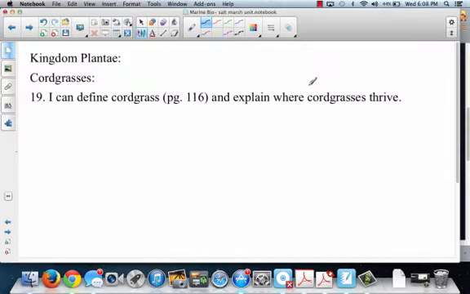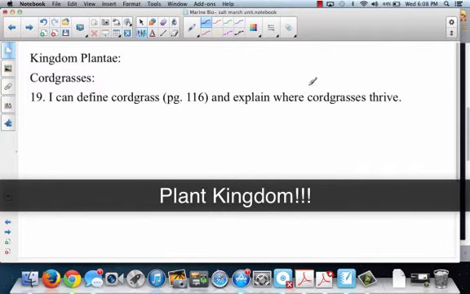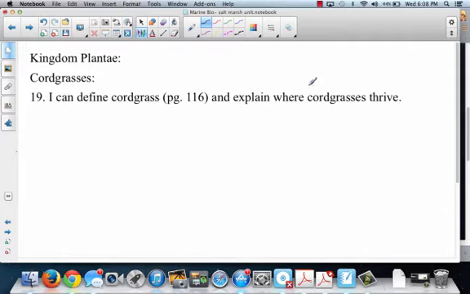Alright, this is going to be our first organism in the plant kingdom. The other algae that we were talking about were in the protist kingdom, and so now we're entering the plant kingdom. Kind of something important to point out. The standard says I can define cordgrass and explain where cordgrasses thrive. And so cordgrasses, if you turn to page 16 in your book, you can see the definition there.